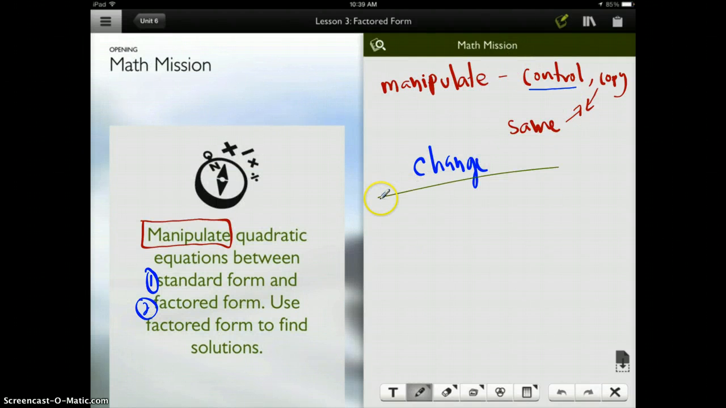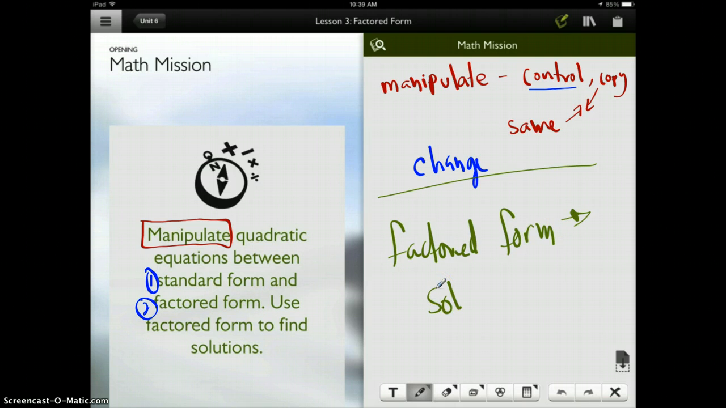This is super important. You want to add on to this one, factored form. Factored form will lead to solutions. Our factored form is going to give us our solutions. That's really important. We want to solve this. We want to find the roots, the solutions, the x-intercepts, the zeros. All of those can be found if we factor it out.